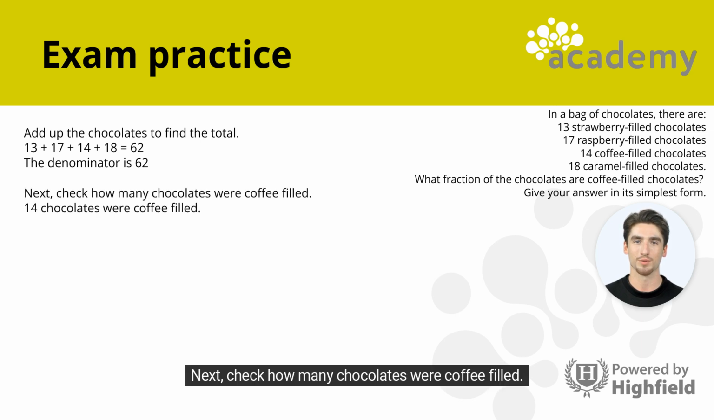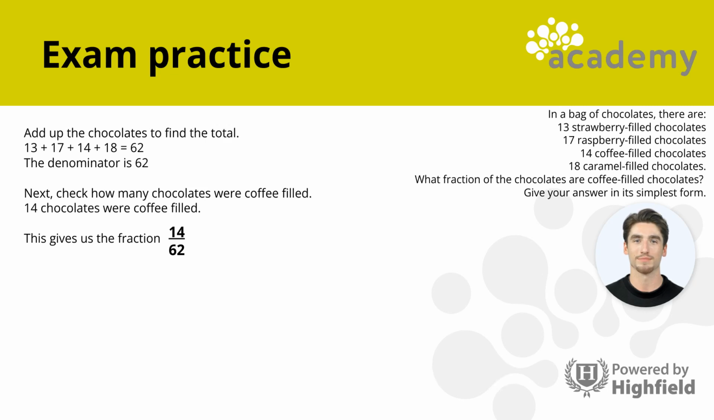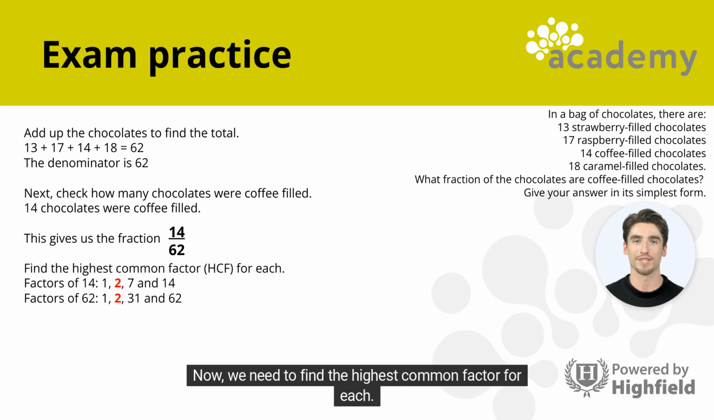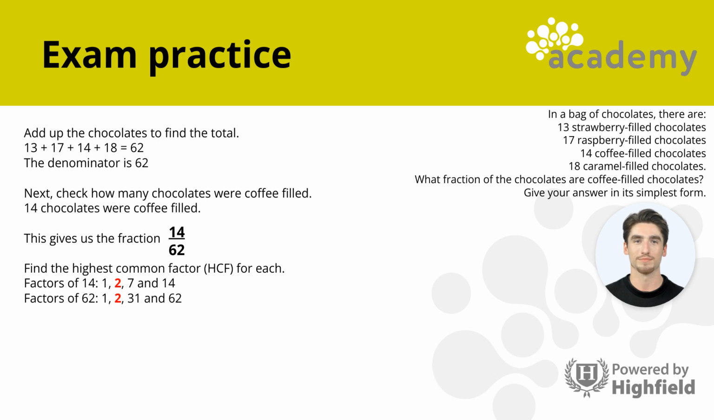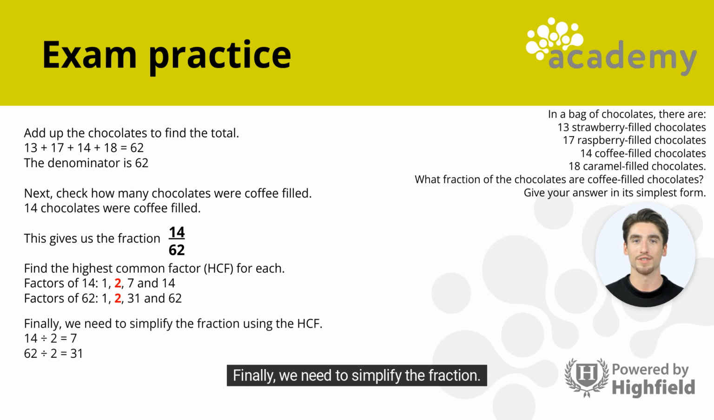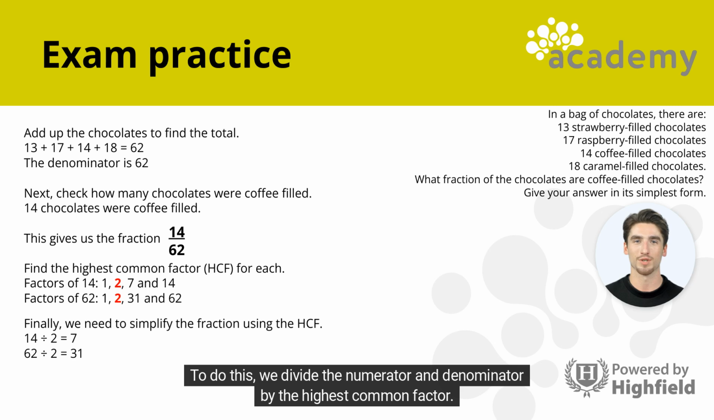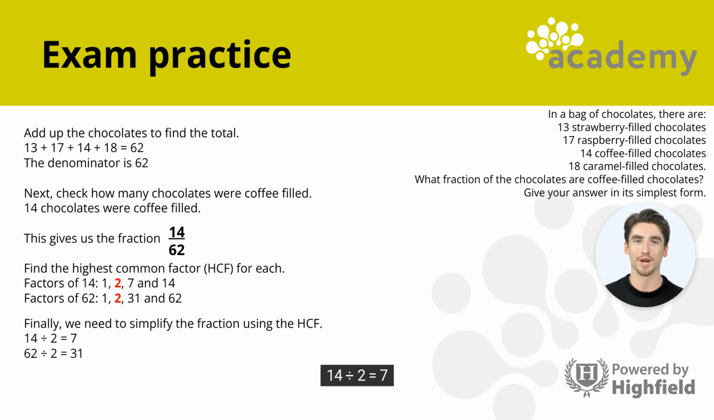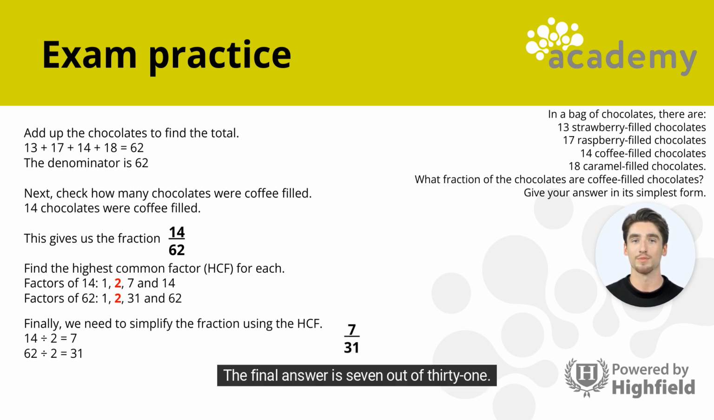Next, check how many chocolates were coffee-filled. This will give us the numerator. 14 chocolates were coffee-filled. This gives us the fraction 14 out of 62. Now we need to find the highest common factor for each. The highest common factor is 2. Finally, we need to simplify the fraction. To do this, we divide the numerator and denominator by the highest common factor. 14 divided by 2 equals 7. 62 divided by 2 equals 31. The final answer is 7 out of 31.